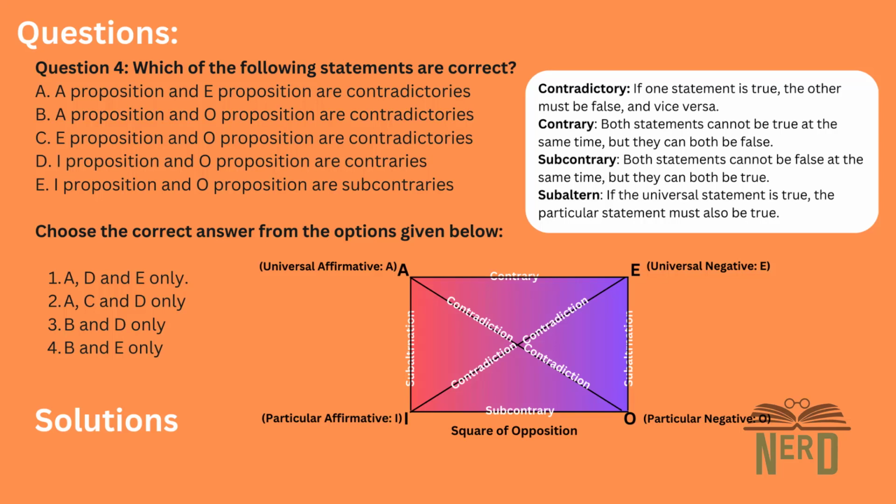C, E proposition and O proposition are contradictories. This is incorrect. E and O are not contradictories. They have a subaltern relationship. If E is true, O must be true, but if O is false, E must be false.